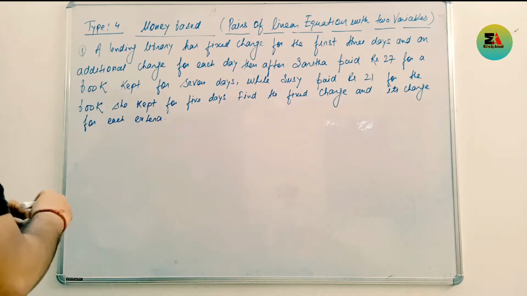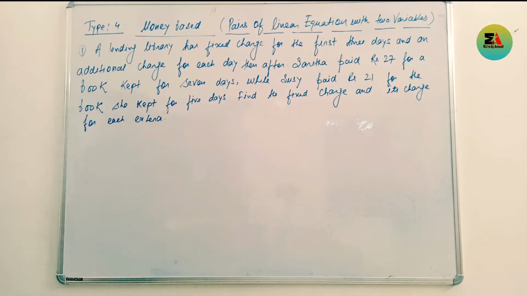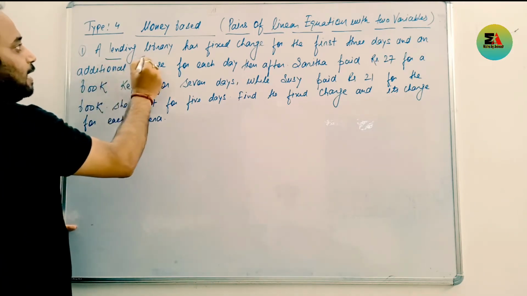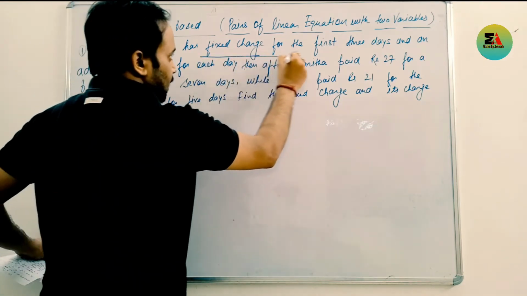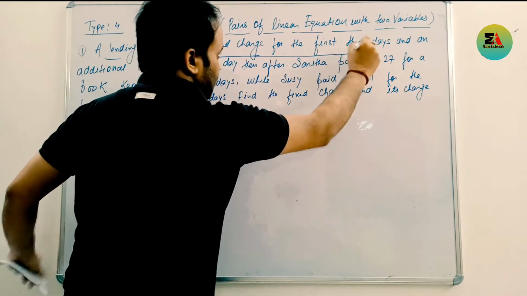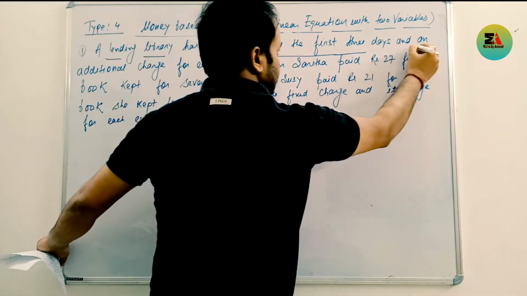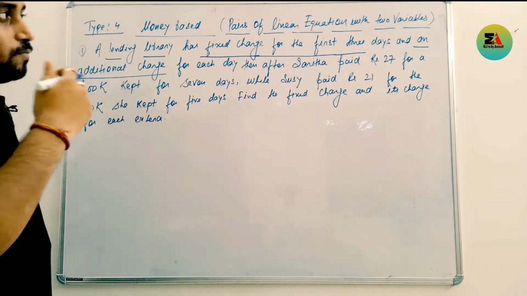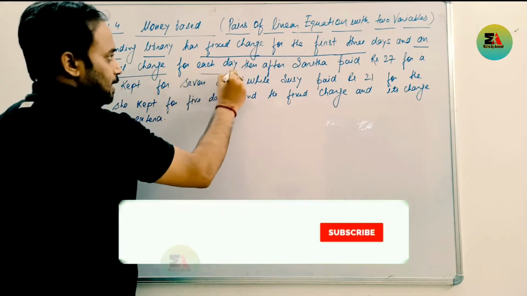This is type 4 problem, money based. What types of money are involved in this question? Let's see. The question says a library has a fixed charge for the first 3 days. After 3 days, they charge an additional charge. From the fourth day, they charge some additional charges for each day.